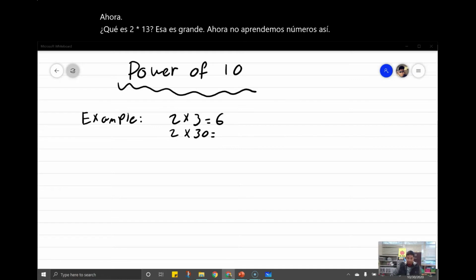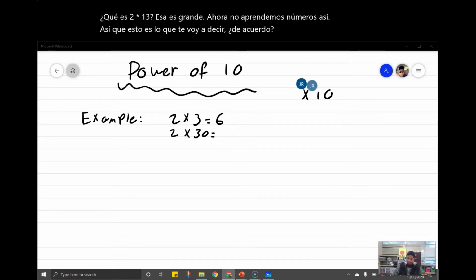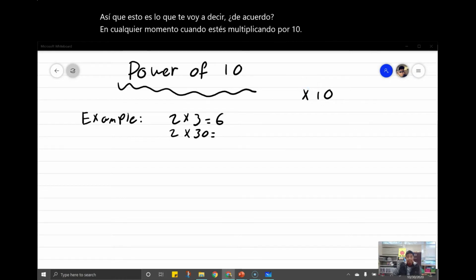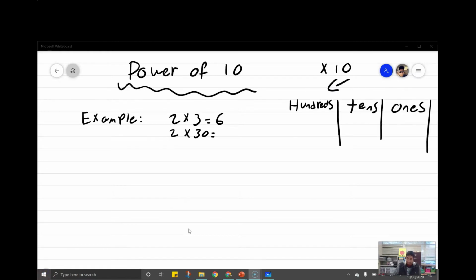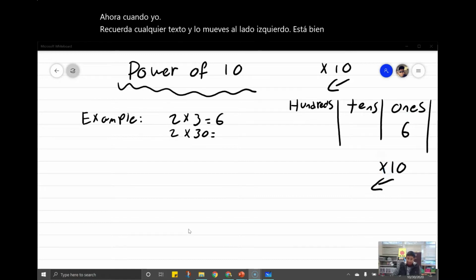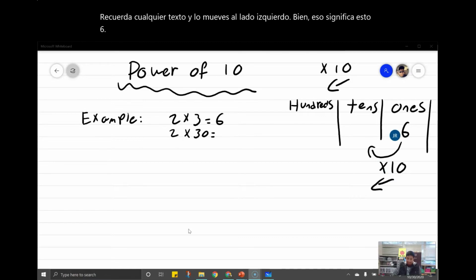So here's what I'm gonna tell you, okay? Anytime when you're multiplying by 10, okay, you're changing the place value of that digit. You're changing that digit's place value and you're moving it to the left side, okay? Remember that. Okay, so here I have 6, okay? Now remember, anything times 10, you move it to the left side, okay? So that means this 6 goes to the 10th place value, okay?